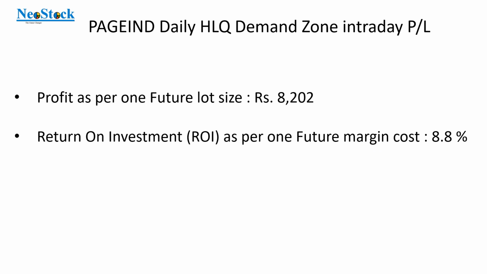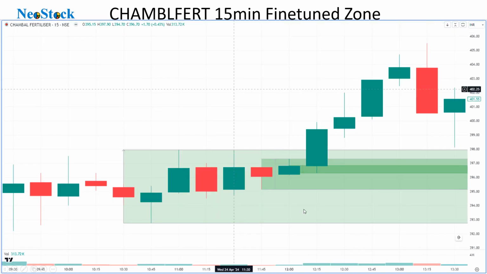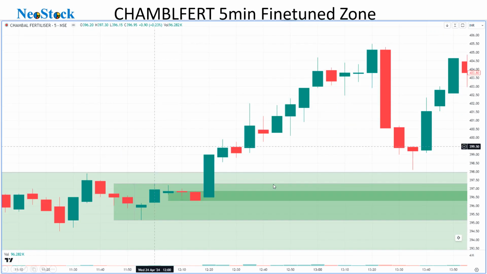And also we have one stopped out trade, that is Chambal Fertilizers. This is a 75 minutes high liquidity demand zone. So this is a 75 minutes demand zone, rally, base, rally. This we fine tuned with 5 minutes time frame. See, this is a leg-in, rally, 2 base candles and again a rally. This is a 15 minute zone. Inside this 15 minute zone, again we fine tuned with 5 minutes time frame. See, this is a leg-in. We have 3 base candles and we have a rally candle.